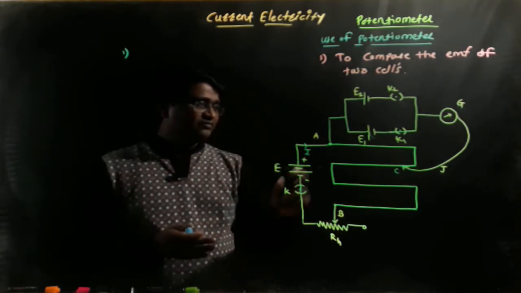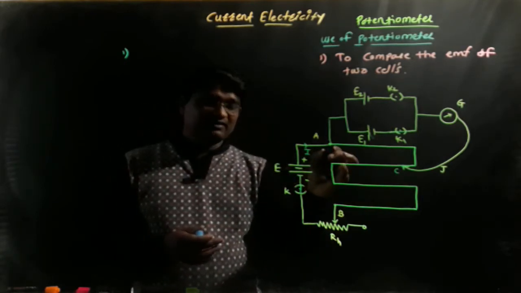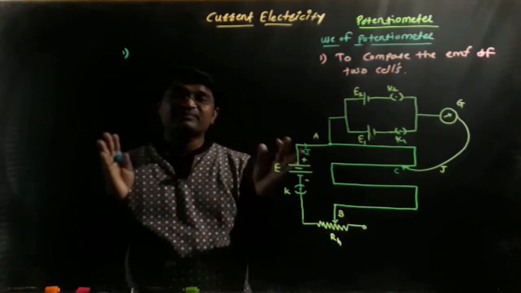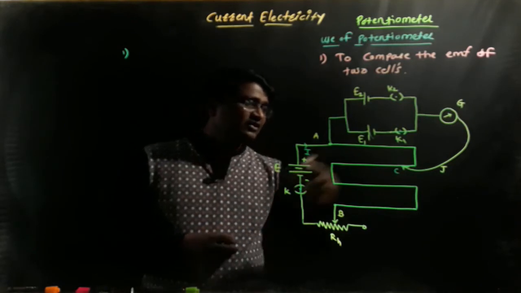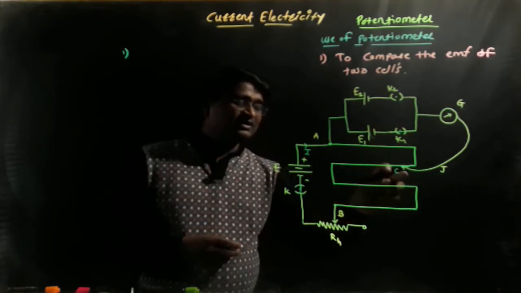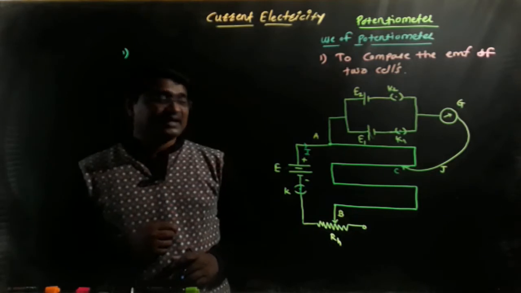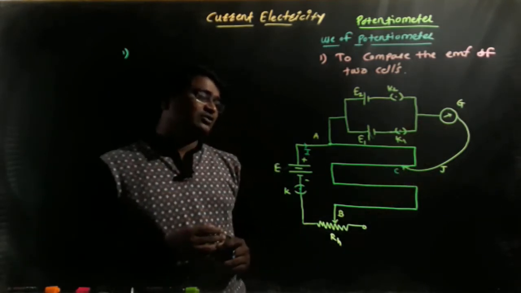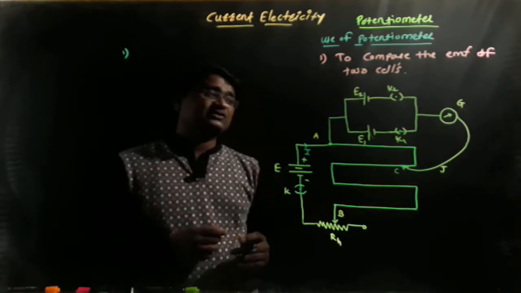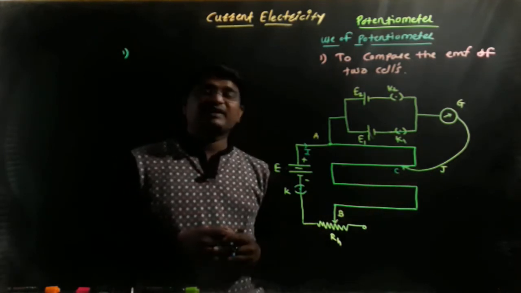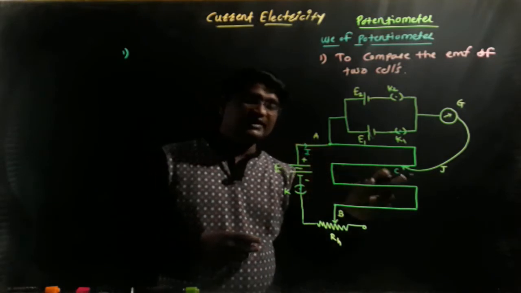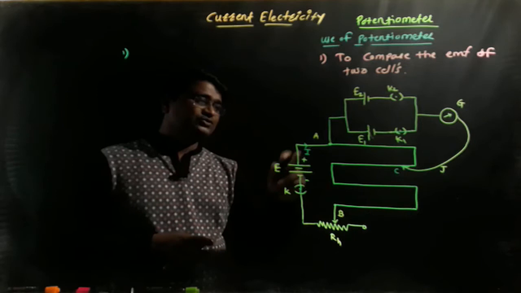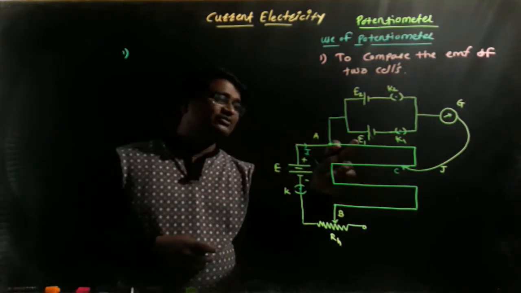Actually, when the jockey touches near the point A and near the point B, we observe that the deflection of the galvanometer is exactly opposite. It means that when the jockey touches between the wire AB, we find the null point. Similarly, when the jockey touches the point C, the galvanometer shows no deflection. It means we find the null point on the wire AC. So if we find the null deflection on the wire AC, their potential will be denoted by E1.